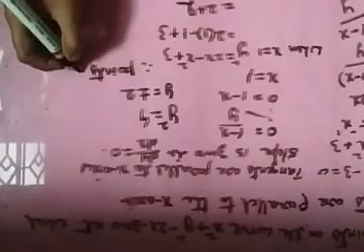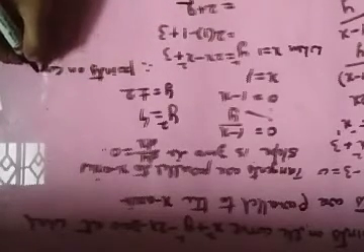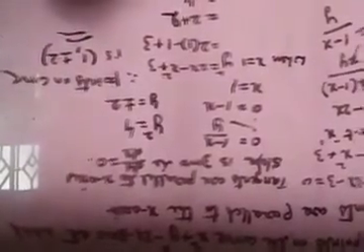Therefore, the points on the curve are (1, plus or minus 2). Next question.